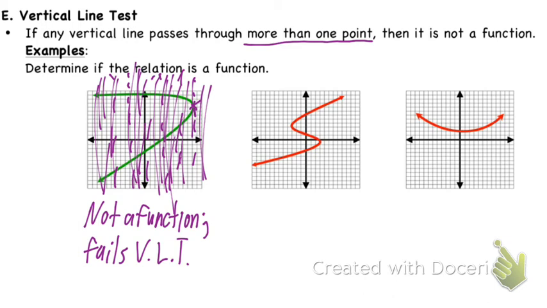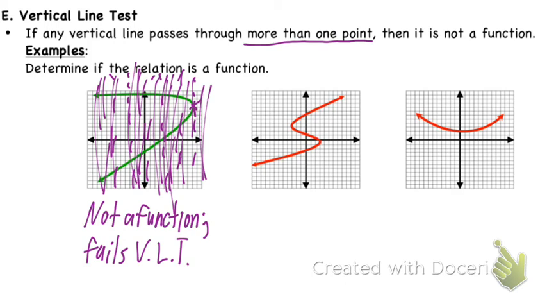Okay, let's try number 2 on your own. Don't blurt. Number 2 on your own. If it's not a function, I want a quick explanation. Something along the lines of maybe it fails the vertical line test, or it hits more than 1 point, or something like that.